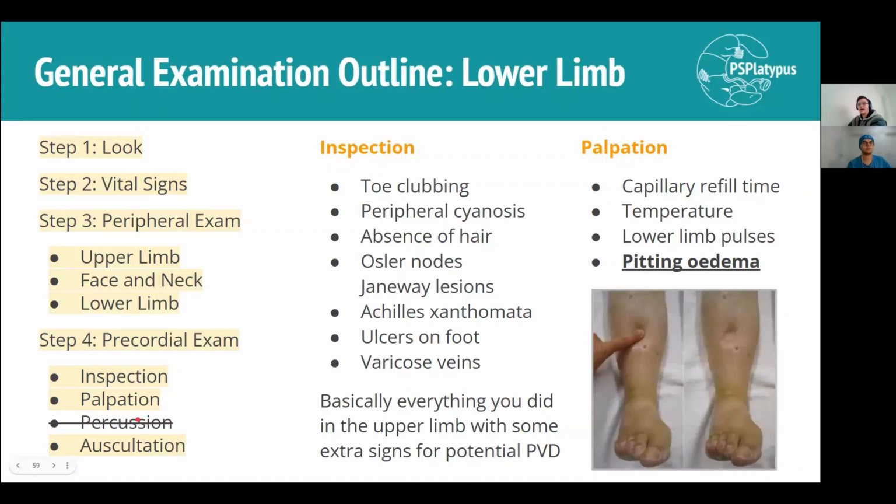For percussion of the heart, it's only really when you can't auscultate, and for the most part, you will be able to, so I'm not talking about that. For the lower limb, I'm not going to talk about all of this. It's basically just the upper limb stuff, but translated to the lower limb.